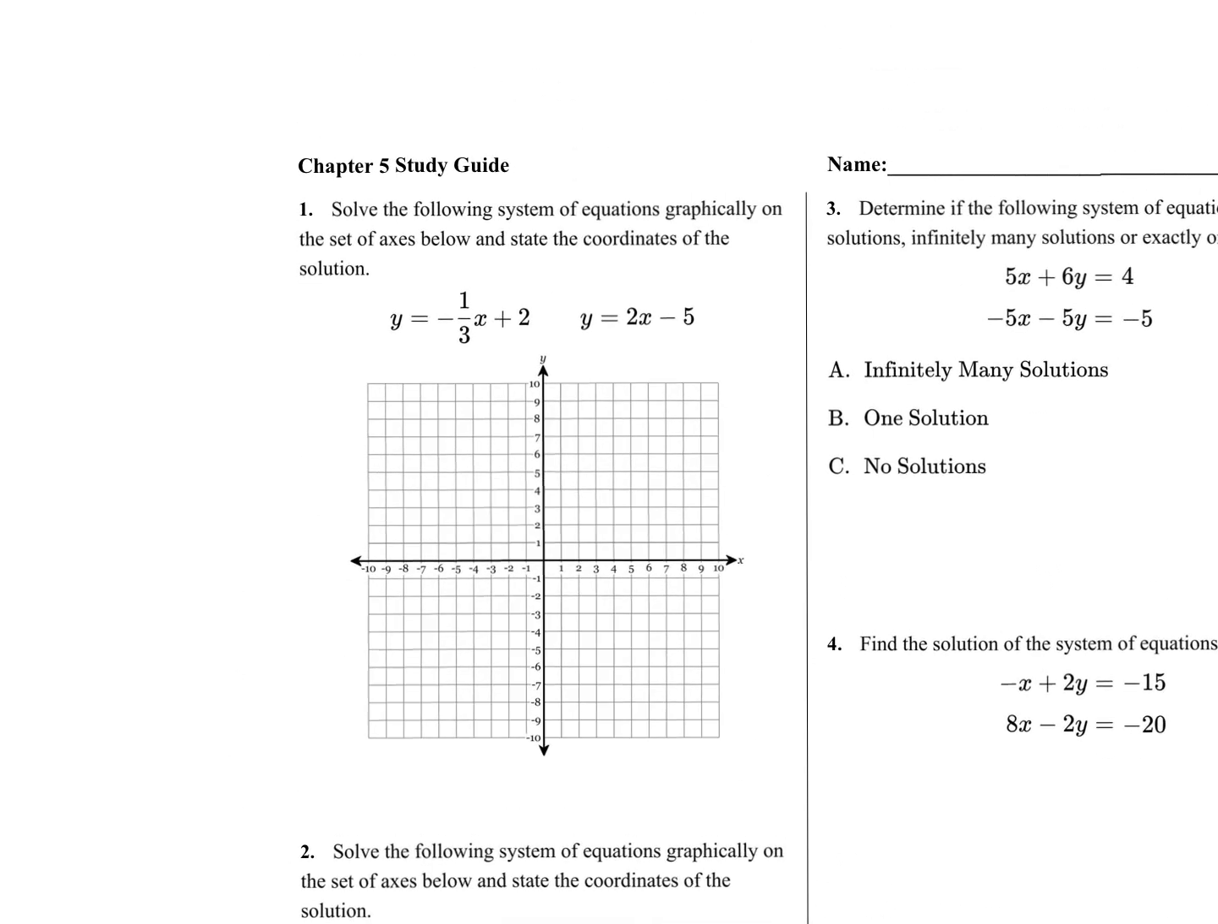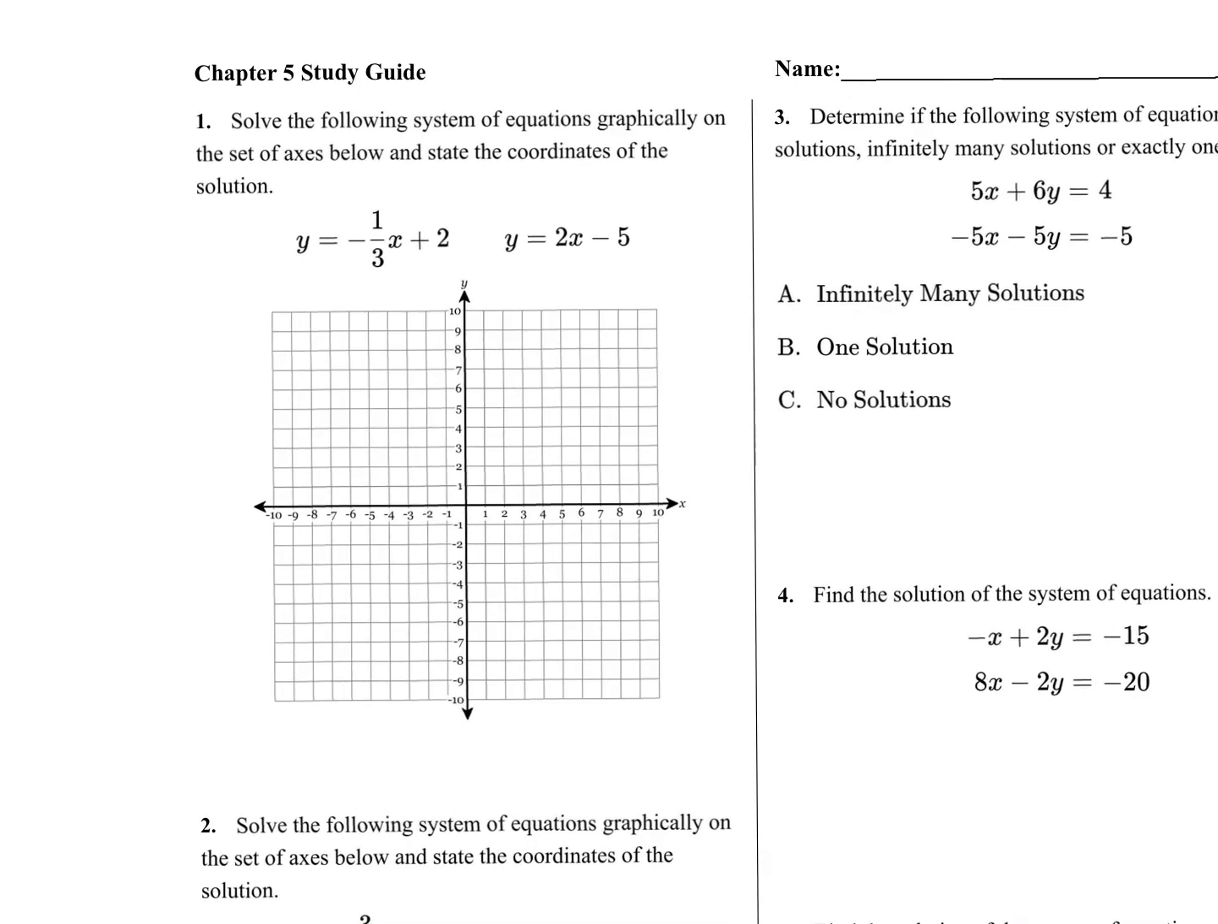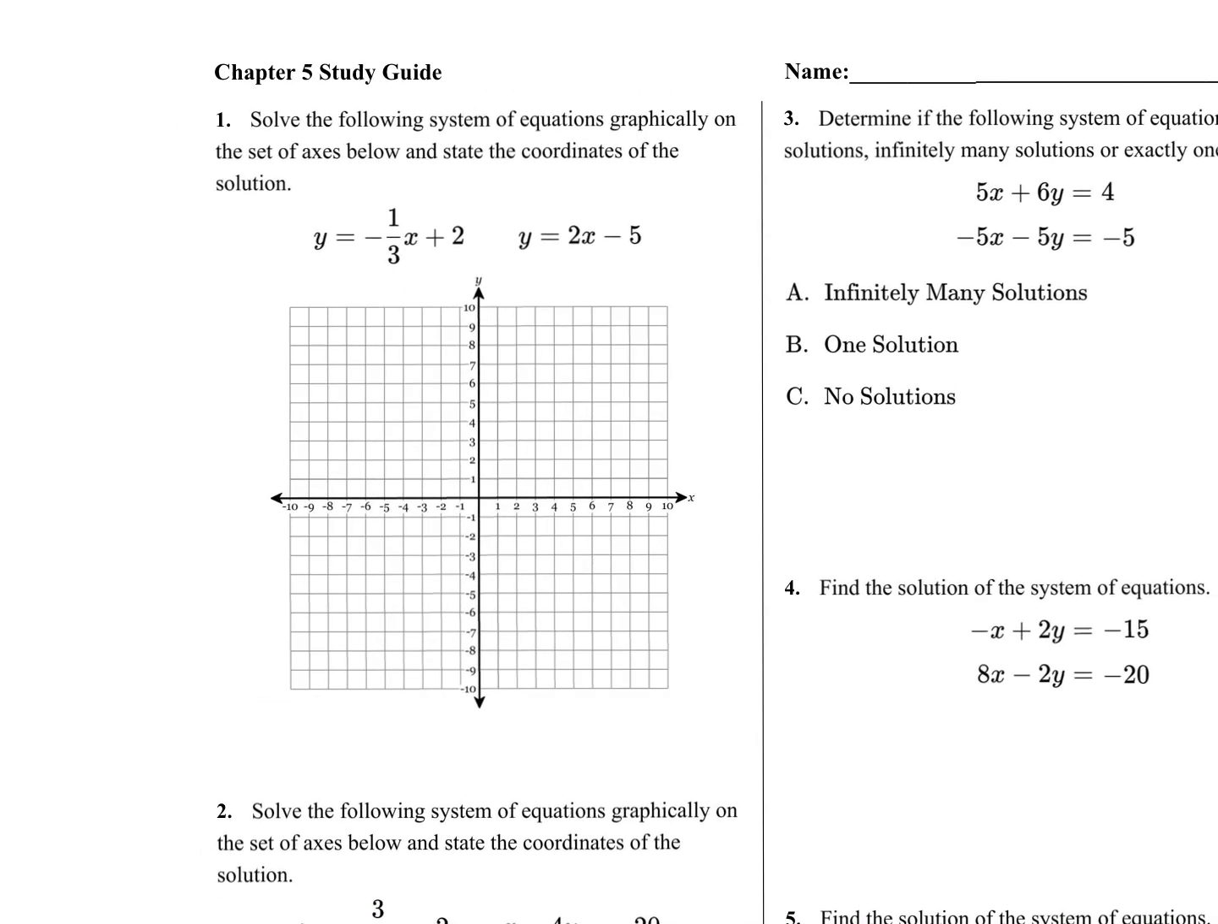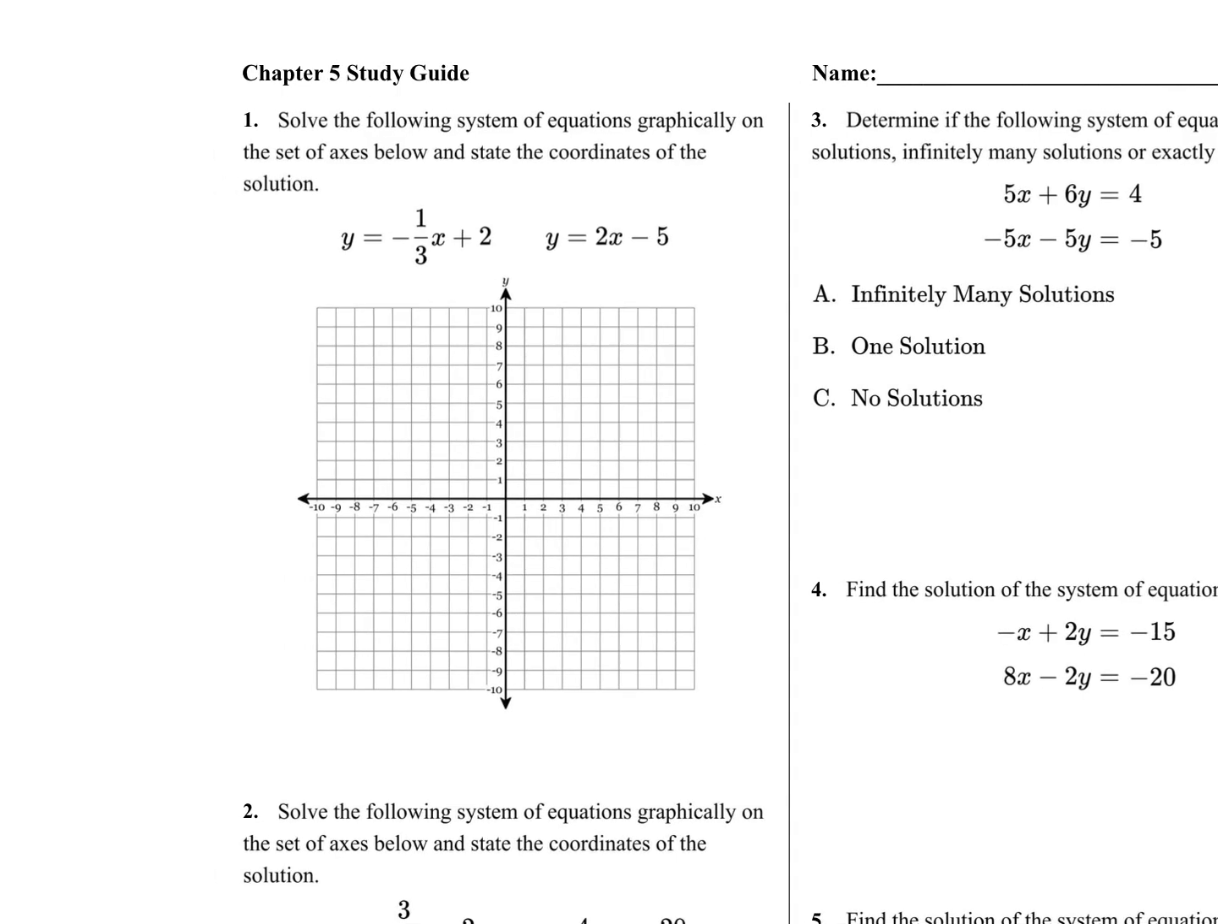All right, so number 1 says solve the following systems of equations graphically on the set of axes below and state the coordinates of the solution. So we're fortunate that both of them are already in slope-intercept form, which is the preferable.